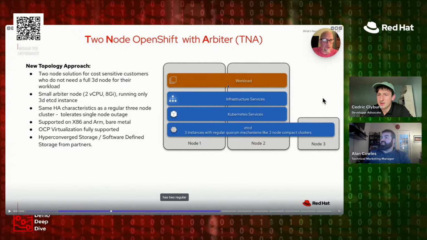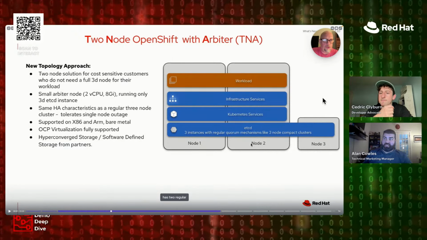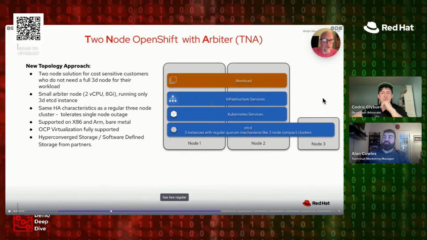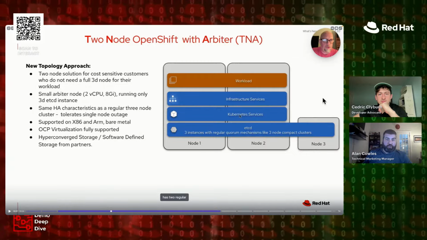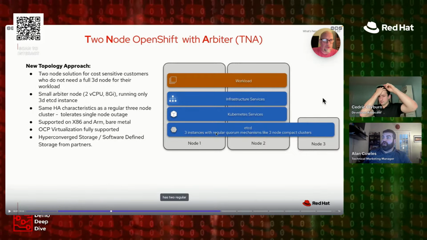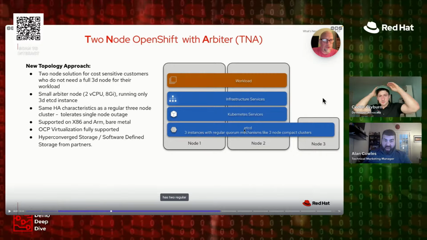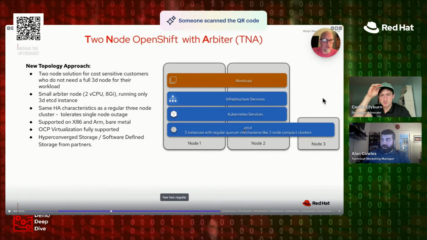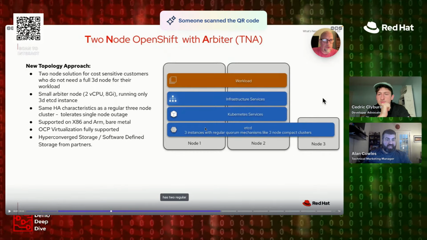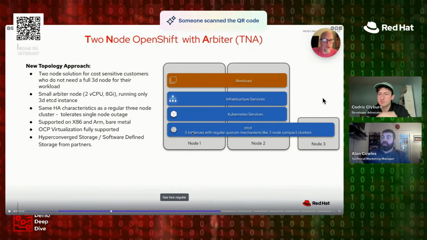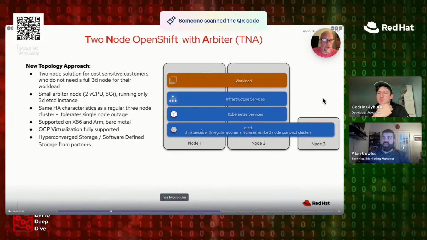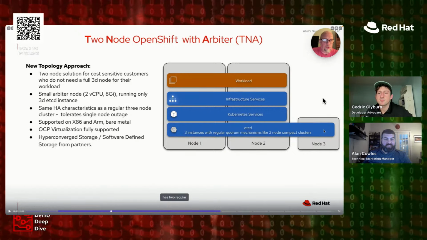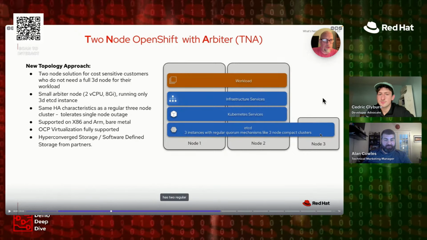So the idea right now is that there are 2 physical nodes where the user's workloads live, where infrastructure services and Kubernetes services live. But etcd, the brains behind OpenShift, the stable state that makes Kubernetes work, normally requires 3 instances to be in Quorum. In this case, we find that 2 instances live on the physical nodes, and then the 3rd instance is not a full OpenShift node.